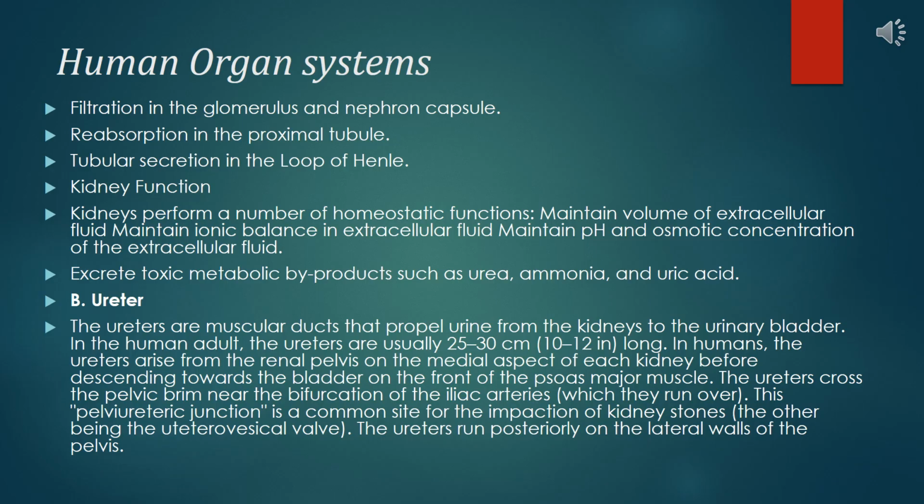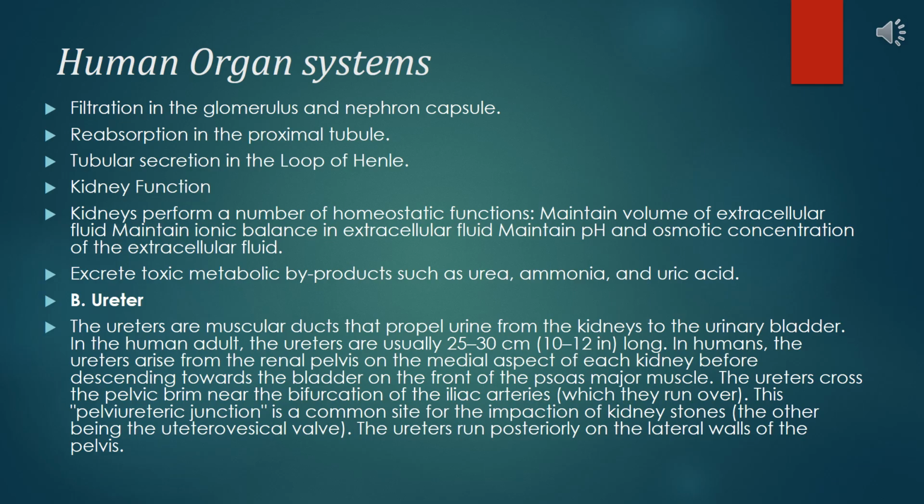B. Ureter: the ureters are muscular ducts that propel urine from the kidneys to the urinary bladder. In the human adult, the ureters are usually 25-30 cm (10-12 in) long. In humans, the ureters arise from the renal pelvis on the medial aspect of each kidney before descending towards the bladder on the front of the psoas major muscle.